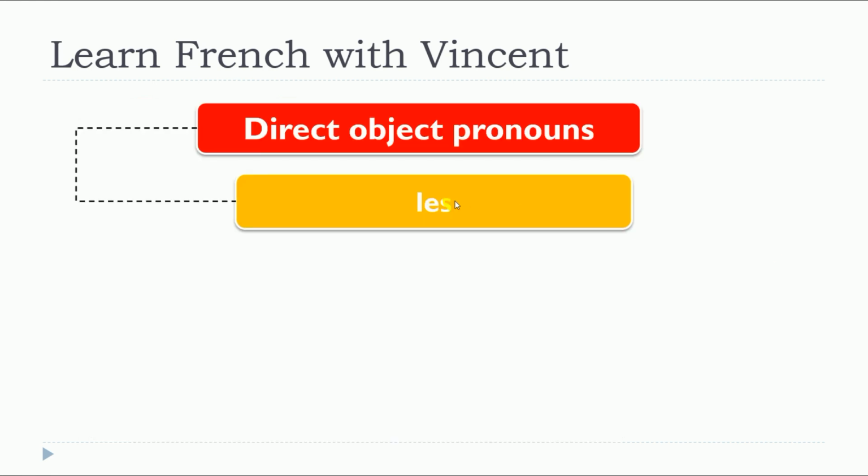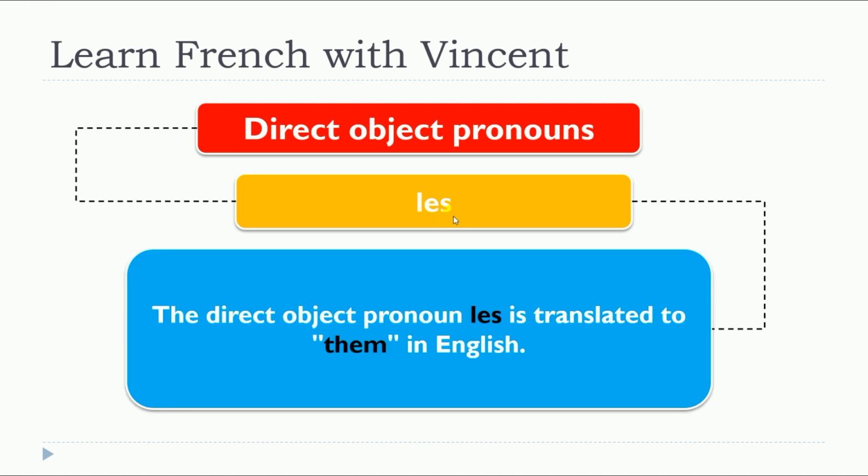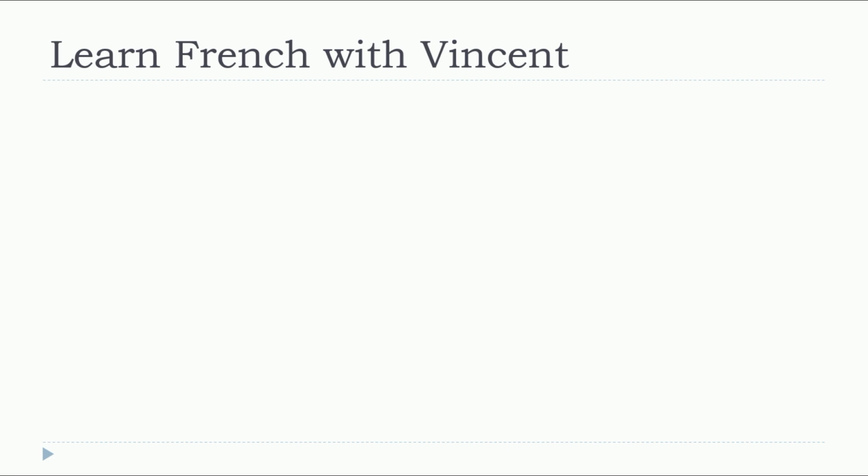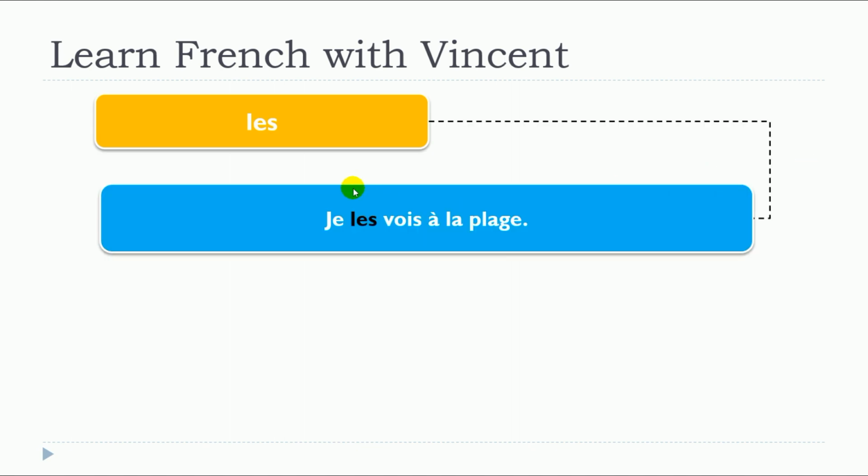So in this lesson, we will see examples with les, and the direct object pronoun les is translated to them in English. So remember that les will be for masculin ou féminin, but it will be definitely pluriel. So let's see 4 examples.